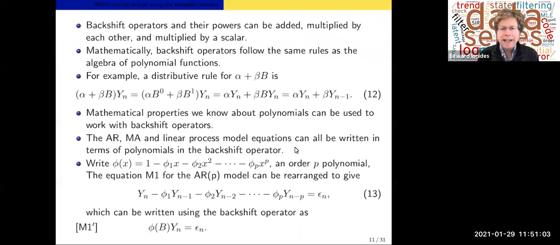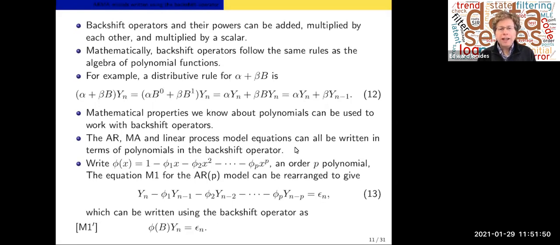And so what we've seen here, and what we're going to use extensively, is that backshift operators and their powers can be added, multiplied by each other, multiplied by a scalar, and they follow the same rules as the algebra of polynomial functions. That sounds very much like abstract math, and it is a little bit of an abstraction. But in practice, it just means they behave like we expect things to behave. In particular, they have this distributive rule that we've already used, that you can distribute alpha plus beta B through y_n, and you get alpha y_n plus beta y_{n-1}.